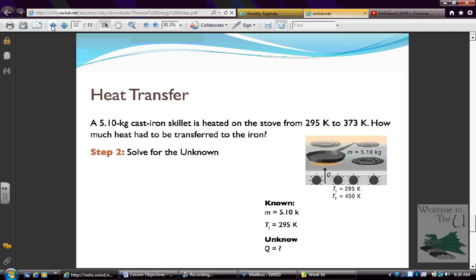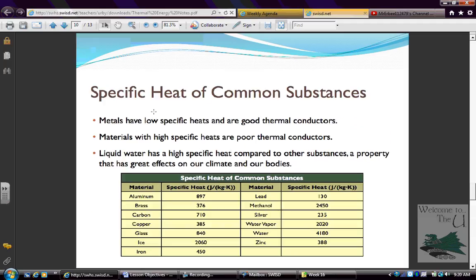If we go back to our chart and we look here, iron has a specific heat of 450. Notice that this specific heat of 450 is showing kilograms times K for Kelvin. If they had given you the temperature in degrees Celsius, you would not be able to use this specific heat. You'd have to find the specific heat that was using degrees Celsius. So just pay attention to that so that in the problems you do not mess it up.